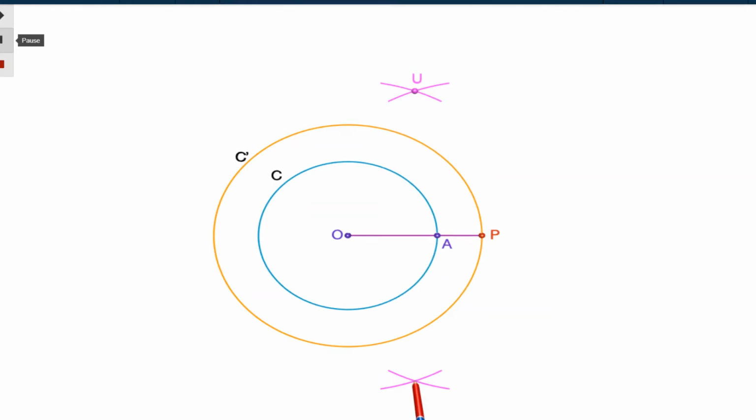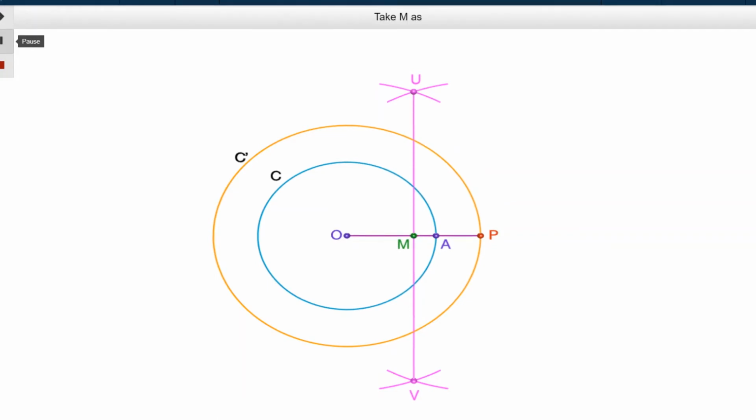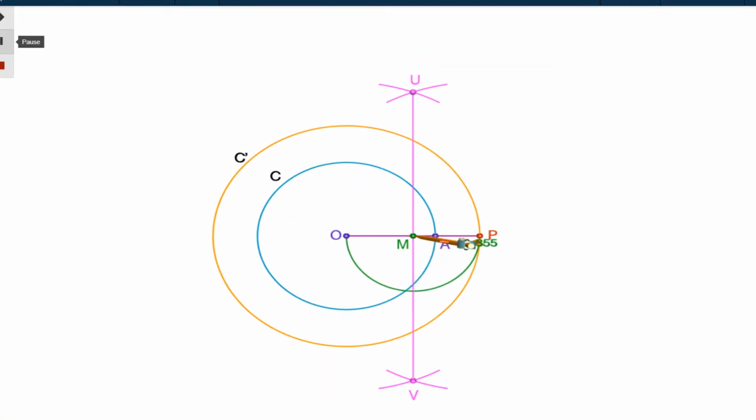So the next step is to join U and V. This UV is the perpendicular bisector of the line segment, which passes through the midpoint of the line segment OP. So it crosses OP, and that point is the midpoint. Name it as M. Now take M as center and radius MO. Draw a circle with center M and radius MO. This circle passes through P.